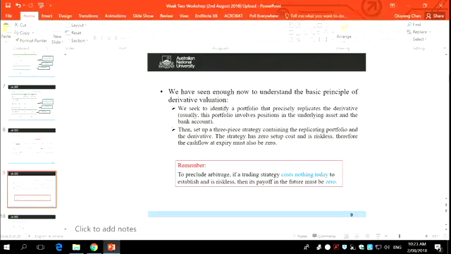Okay, I guess we have seen enough to understand the basic principle of this derivative valuation, right? So we're seeking to identify a portfolio that would precisely replicate the derivative. So we set up this portfolio involving a position in the underlying assets and in a bank account. So we managed to set up this three-piece strategy, right? We managed to borrow some money, we buy the asset, we sit on this asset for a year. We kind of synthetically created a long forward position, remember? And the third piece of this strategy is us entering into a short forward. So the short forward would cancel out this synthetic long that we've created.